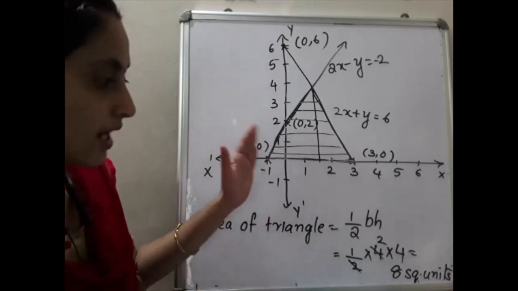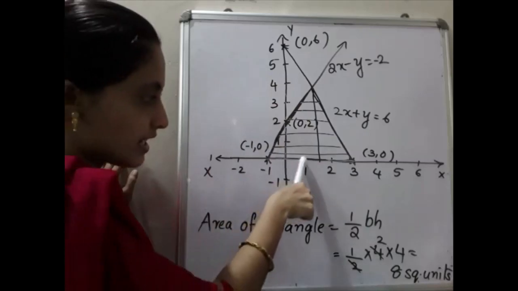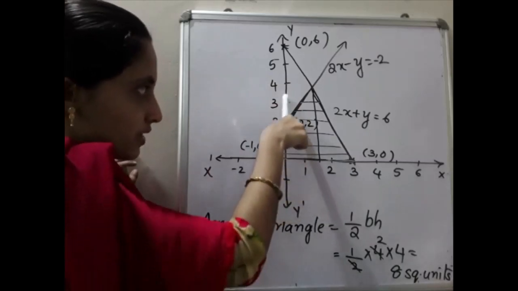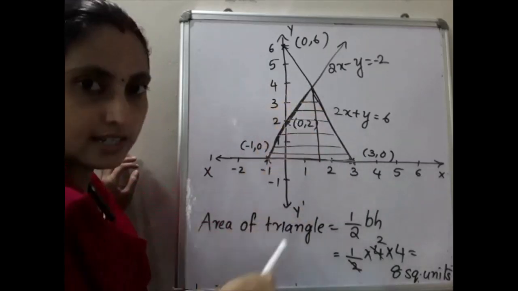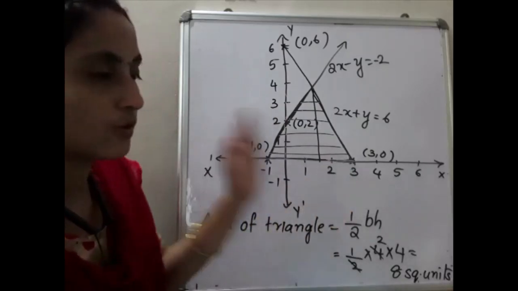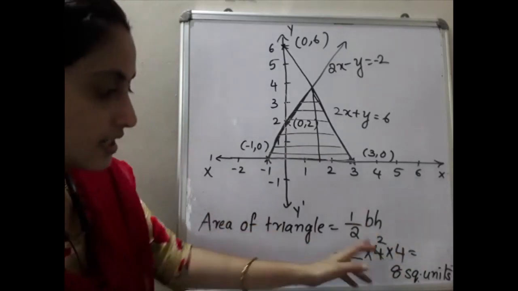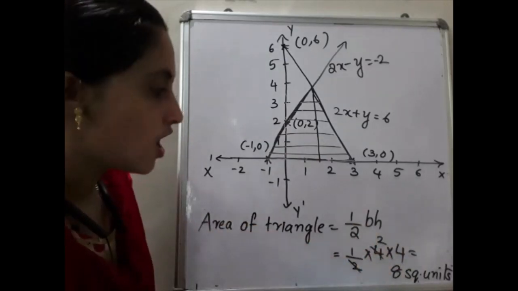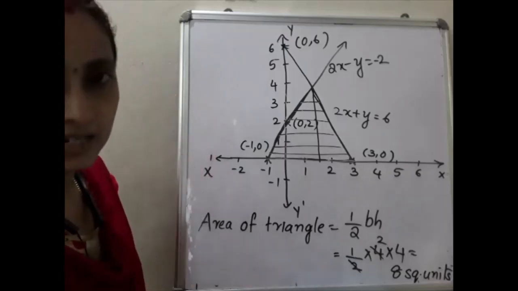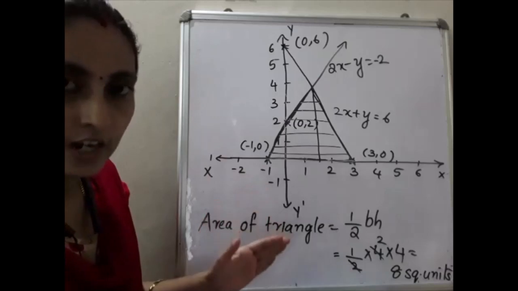Okay, so you have to go through how many units you have to move up. That is here 1 unit, then 2, then 3, then 4. So 4 units height, and 1, 2, 3, 4, 4 units base. Then you can write 4 into 4, then 16 by 2, that is 8 square units. That is our answer.